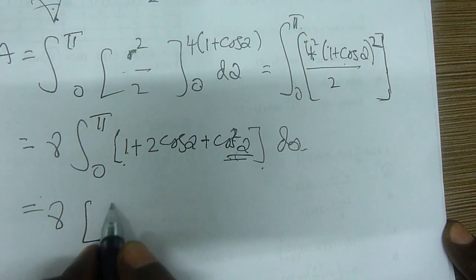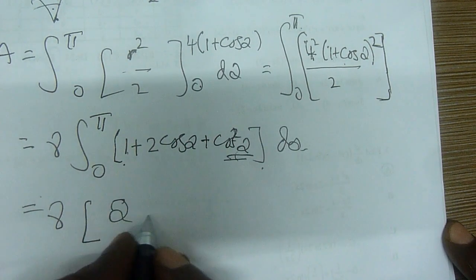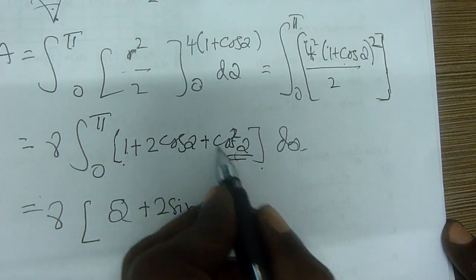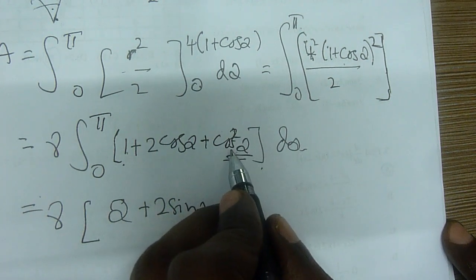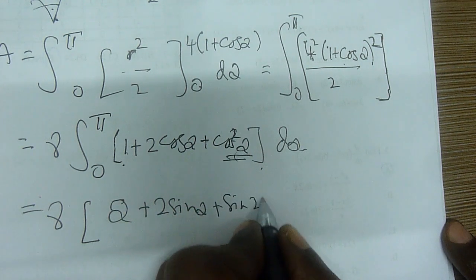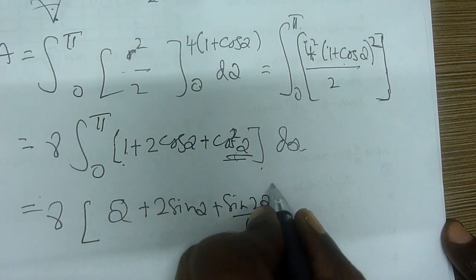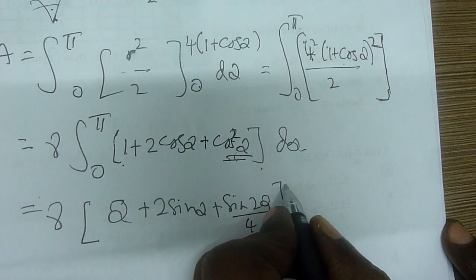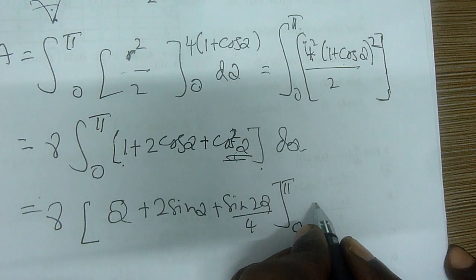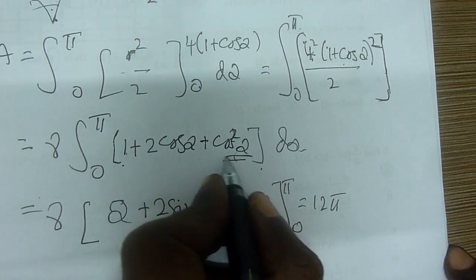Okay, this one becomes theta, no problem. This one, 2 sine theta. I hope that you can change this to an equation, whereby I'll show you later. Sine 2 theta over 4, and this is pi to 0, where you get the solution equal to 12 pi.